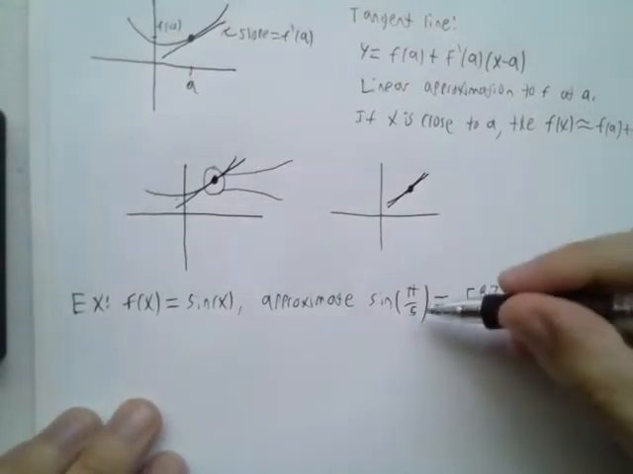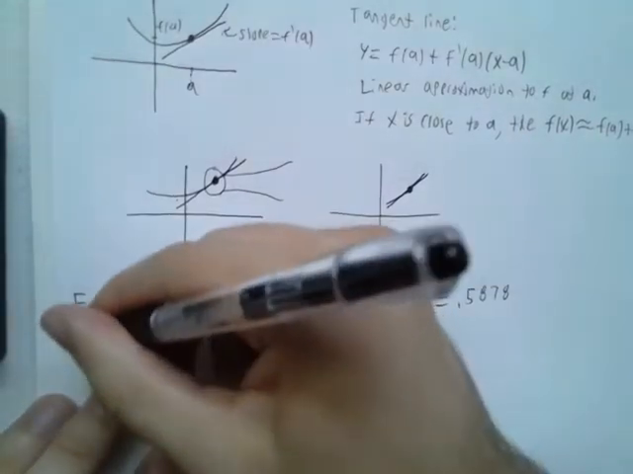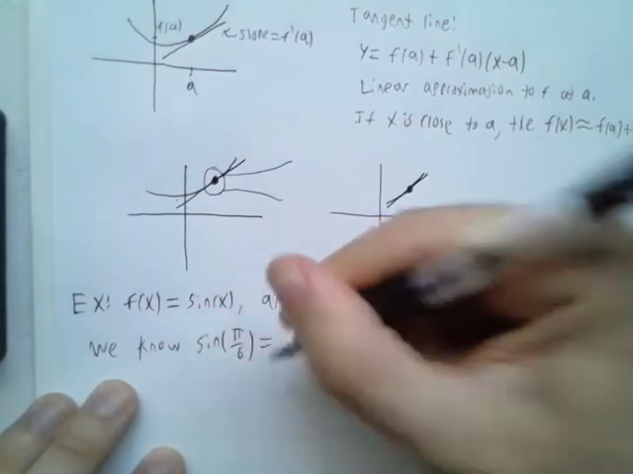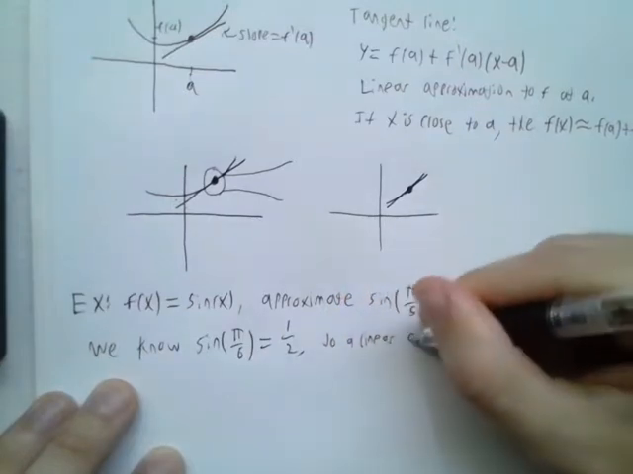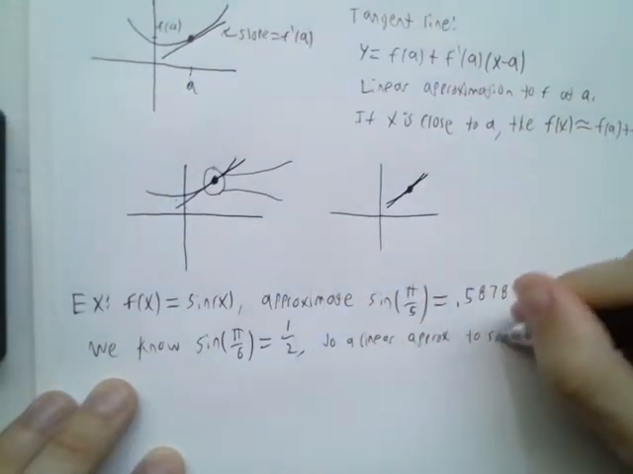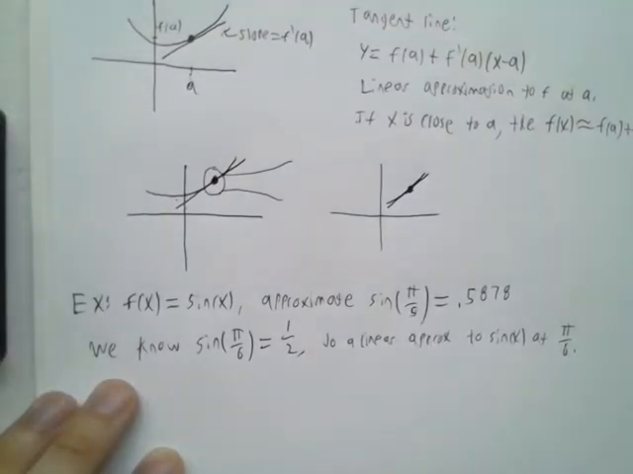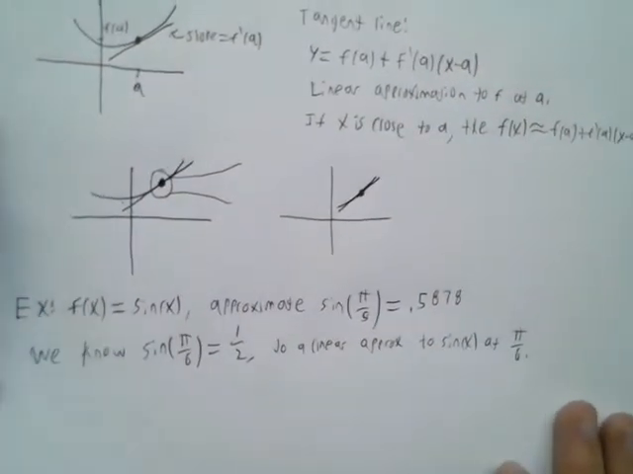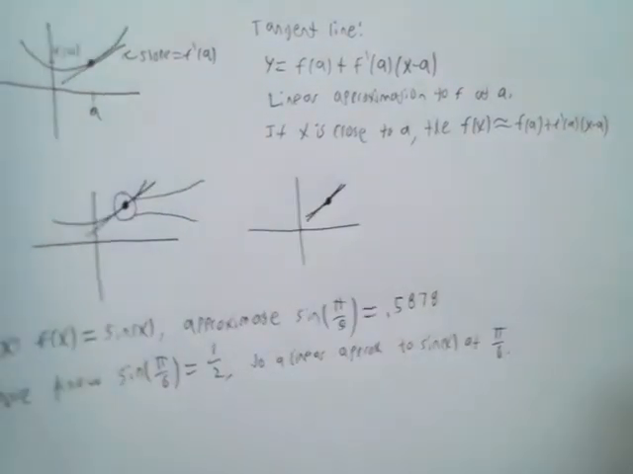The closest point to pi over 5 where we do know the value of the sine function is pi divided by 6. So we know sine of pi over 6 is equal to 1/2. So let's do a linear approximation to sine of x at pi divided by 6, and then we'll use that linear approximation to estimate sine of pi divided by 5. So how do we do this? Well, we're going to use this formula up here for the linear approximation, or equivalently, we're just going to find the tangent line to the curve.